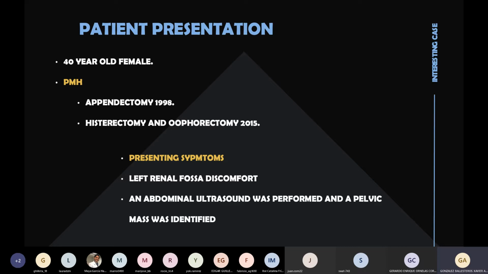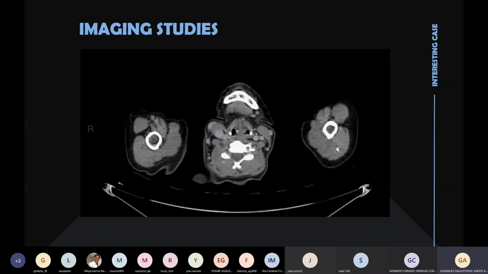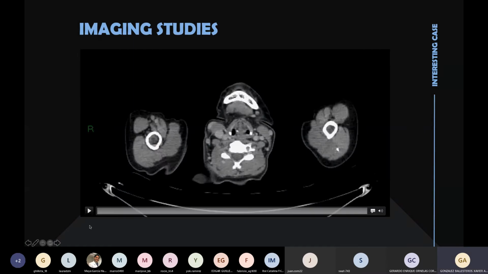Her presenting symptoms were subtle left renal fossa discomfort, and kidney stones were the suspicion. So an ultrasound was performed in another center, and a pelvic mass was identified. We don't have the images, but we performed the contrast enhanced abdominal CT. I'm going to show you a video of the CT.